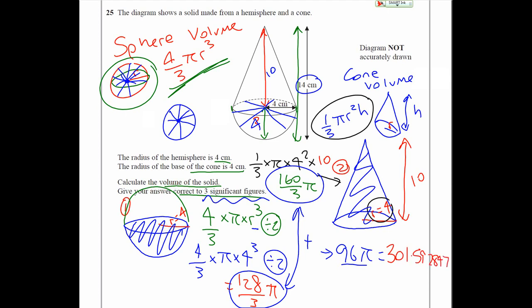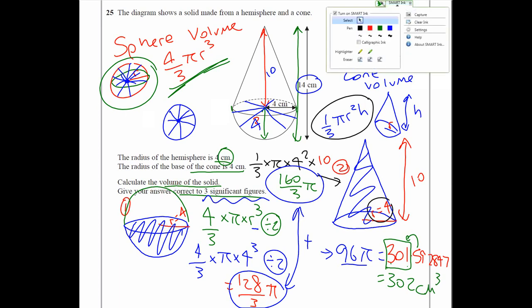301.59287 is on my calculator screen. Three significant figures, the first three numbers. So we have to look next door to see if we have to round. The 5 is going to round it up to 302. Let's not forget our units. Centimeters, volume, centimeter cubed. 302 centimeter cubed. Clear ink.